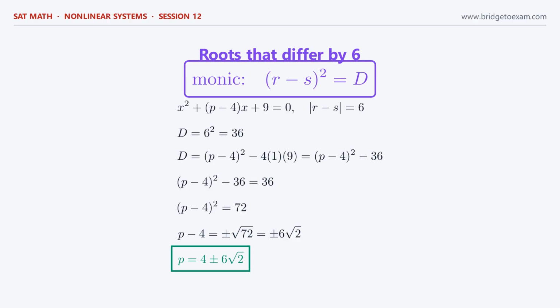Take the square root of both sides with a plus or minus, so p minus 4 equals plus or minus root 72. Root 72 simplifies. 72 is 36 times 2, so it's 6 root 2. Therefore p equals 4 plus or minus 6 root 2. Look at everything that came together there: the root difference identity, the discriminant, radical simplification, and the plus or minus. That's a Session 12 question.